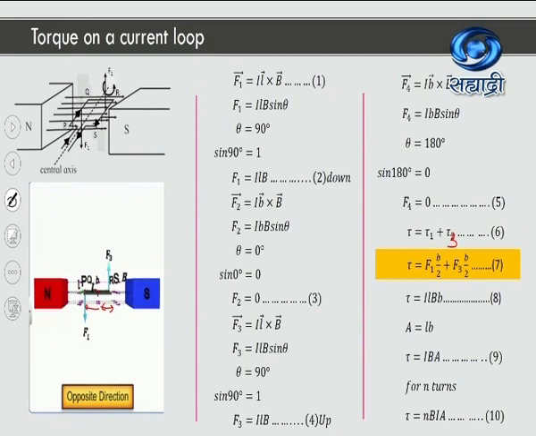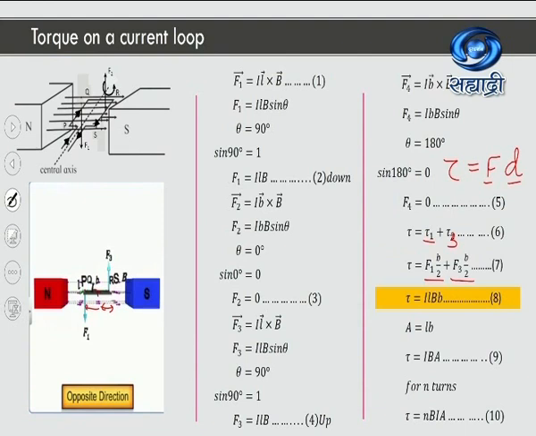This is an important part of this derivation. If you understand this, I am sure the whole article becomes much simpler. I'll repeat: torque is nothing but force into distance from the axis. In the case of tau 1, the force is F1 and the distance is b by 2, therefore F1 b by 2. Likewise, for tau 3, it is F3 into b by 2, so it is F3 b by 2.